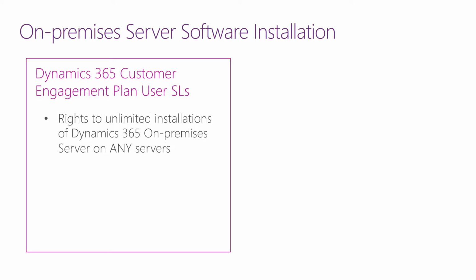And the USLs may be purchased through any program, so an enterprise agreement or the cloud solution provider program, for example. So buying these USLs means that an organization has complete deployment flexibility. Users may access the Dynamics 365 online services, but it's also possible to set up an on-premises infrastructure, and the users are licensed to access that as well.